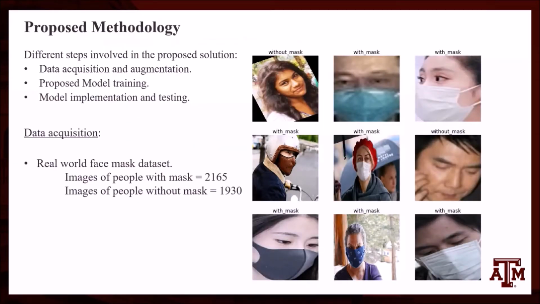Now, in the proposed methodology, these are the steps, starting with data acquisition, where we have used a real-world face mask dataset. We tried to use people of different age, background, diversity, and culture. There are 2165 images of people with mask and 1930 images of people without mask. Although the difference is very low, it is still an unbalanced dataset.